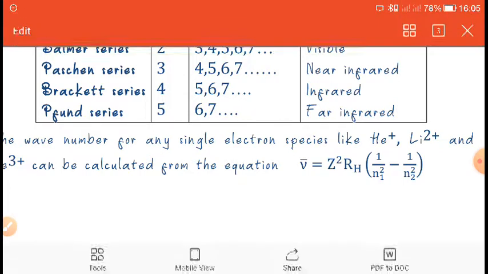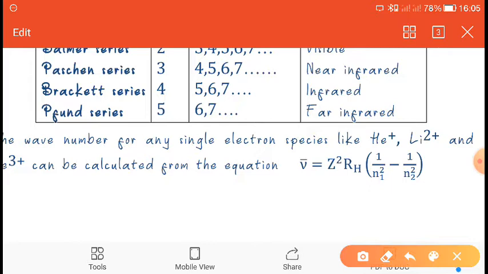And what are n1 and n2? You can see here what I have told you. Z is the atomic number, this is the Rydberg constant, and n1 and n2 we will see now.